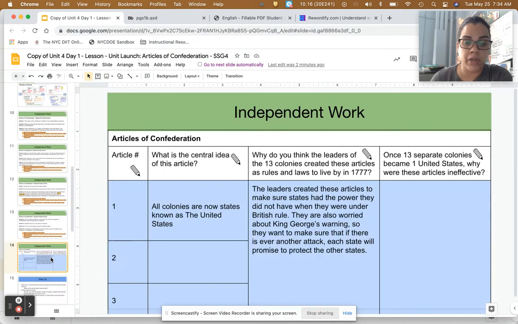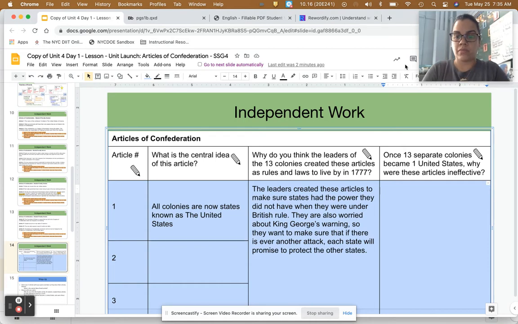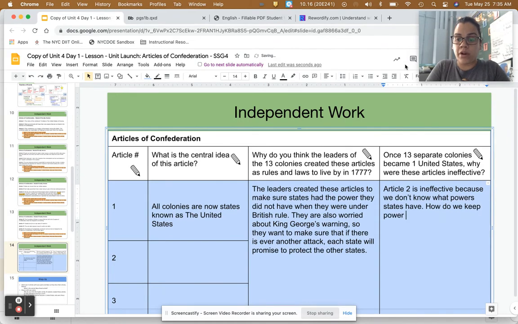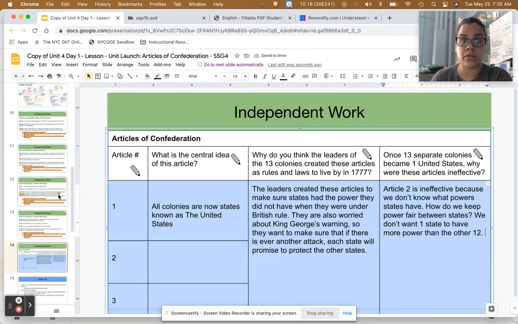Okay, so I'm going over here, right? Article 2 is ineffective because we don't know what powers states have. How do we keep power fair between states? We don't want one state to have more power than the other 12. That's a big deal, right?